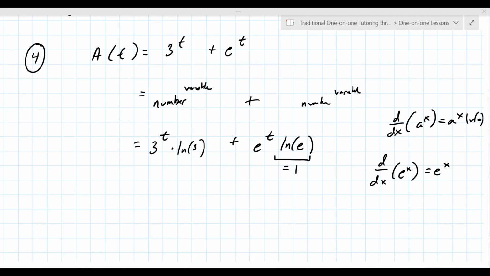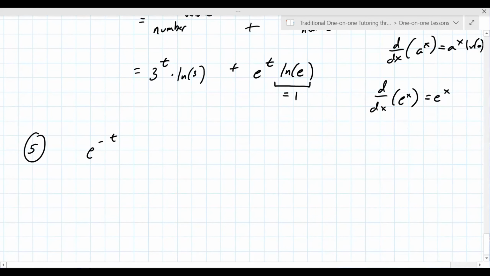For number 5, I think we just did number 5. I just want to make sure that I got that right. So it's basically just e to the negative t. That one's just a number to a variable basically. Yeah, for number 5, the e to the negative t, and then you multiply it by the derivative inside, which is a -1. Yes. Okay. Be sure that I got that down.